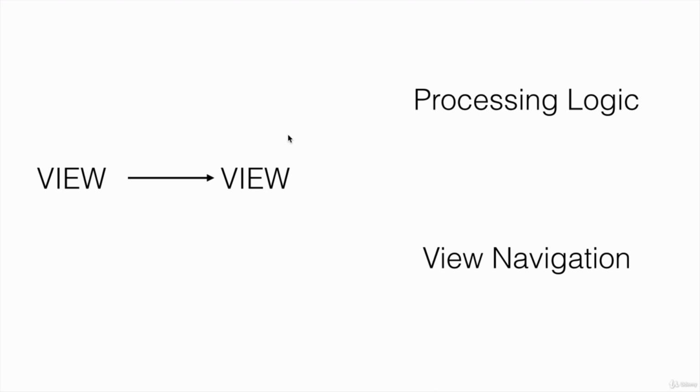This is where the front controller pattern comes in, and the front controller pattern will handle the business processing and the view navigation for us. When a request comes in, it always comes to the front controller. It will not directly go to a business processing class or a view. The front controller will stand in front of our application.